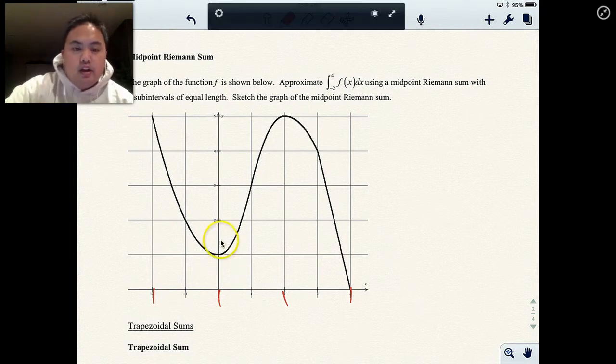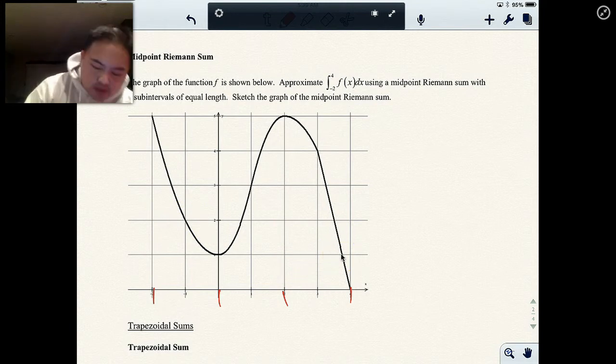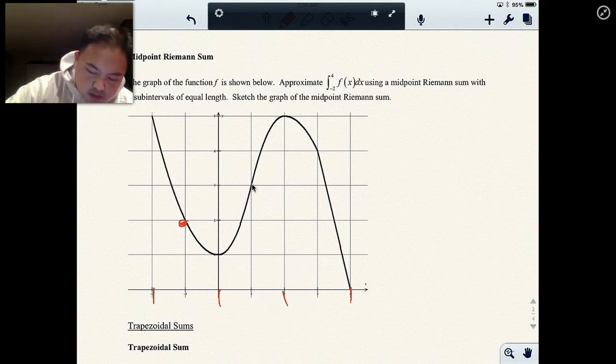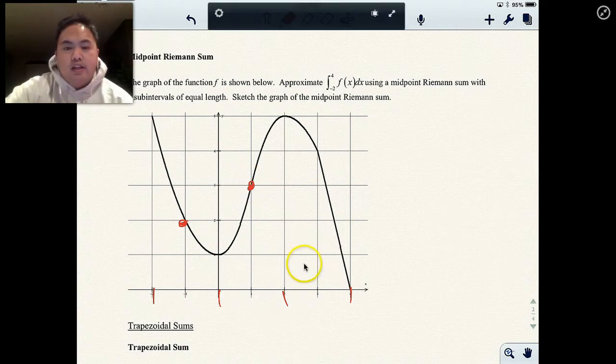So you see here in the first rectangle, I have a hash mark here and here. So I'm going to put a dot right here because it's in the middle of the rectangle. By the same token, here's a hash mark. I'm going to put a dot here because this is the middle. And the last one, hash mark, here's the middle.